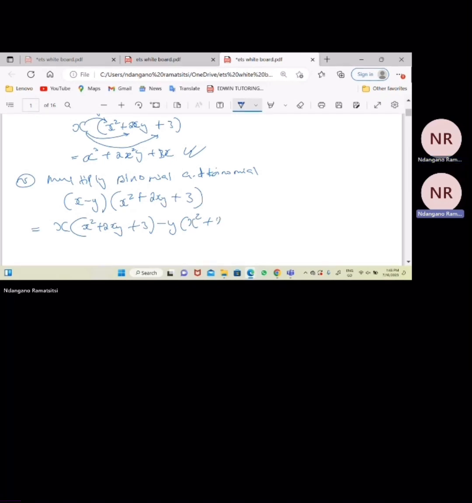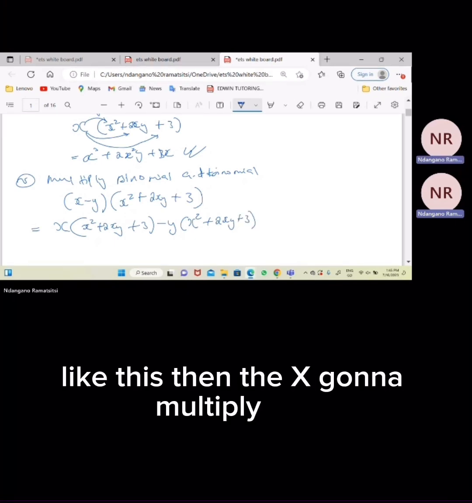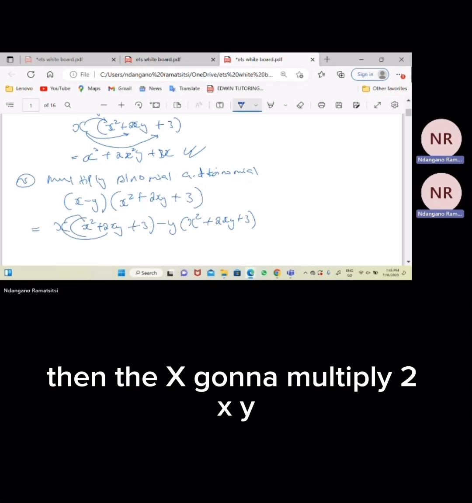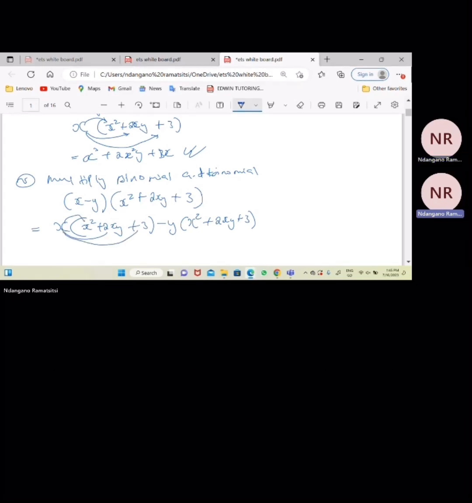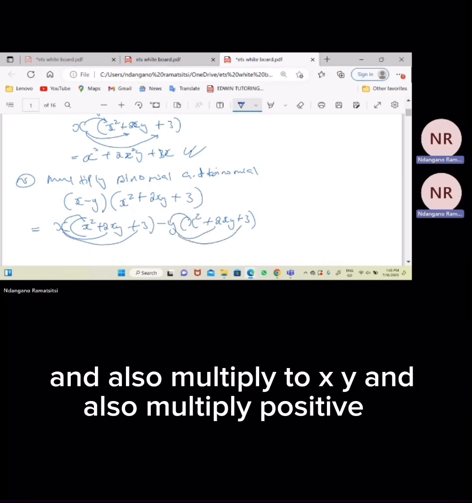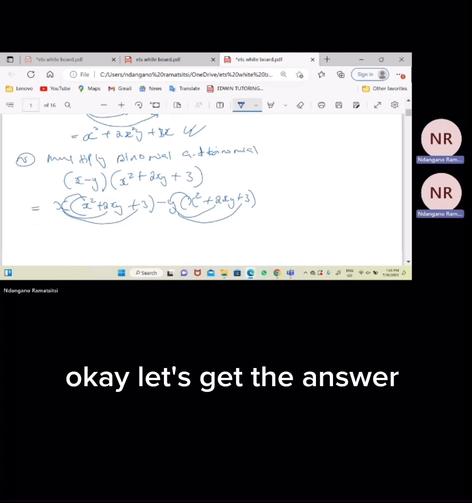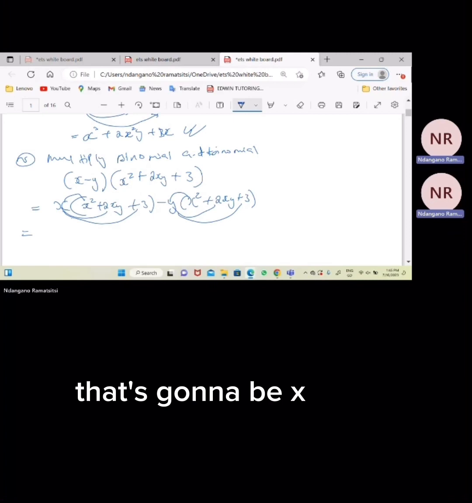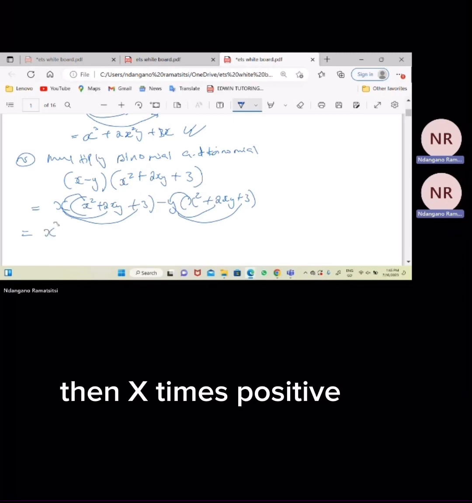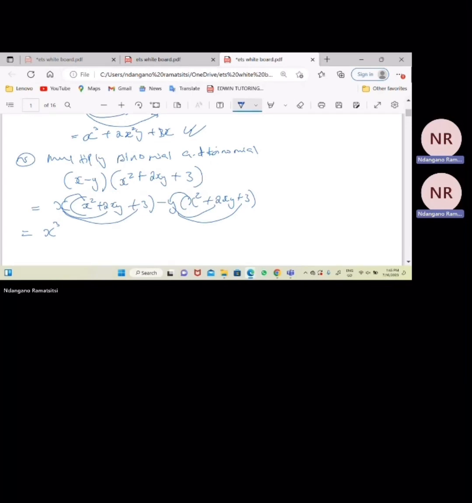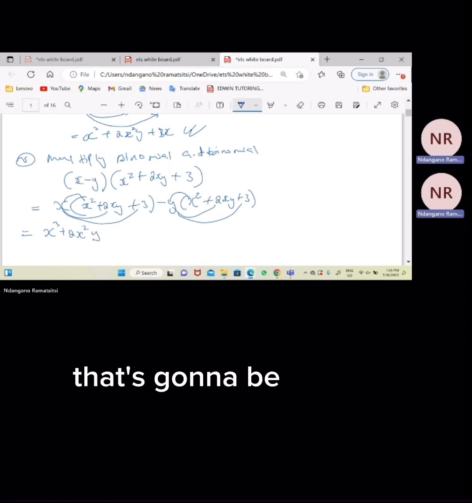So okay, like this. Then the x is going to multiply this, then the x is going to multiply 2xy, and it's also going to multiply 3. The negative will multiply x squared and also multiply 2xy and also multiply positive 3. Okay, let's get the answer now. Then x times x squared, that's going to be x cubed. Then x times positive 2xy, that's going to be what? Positive 2x squared y. You see? Then x times positive 3, that's going to be plus 3x.